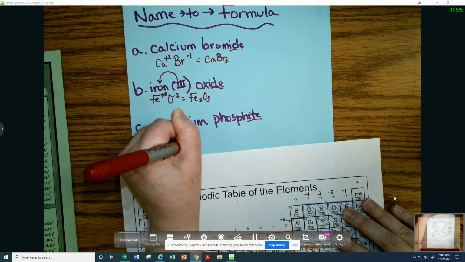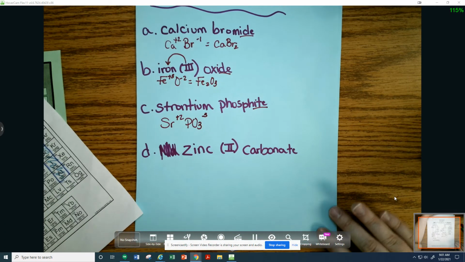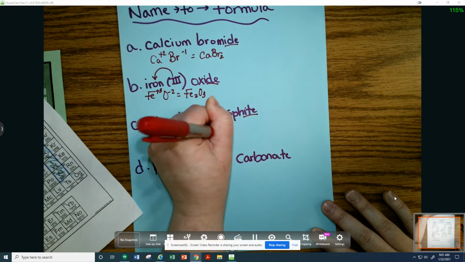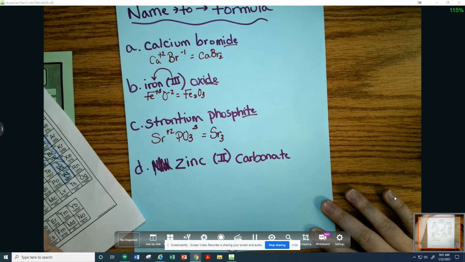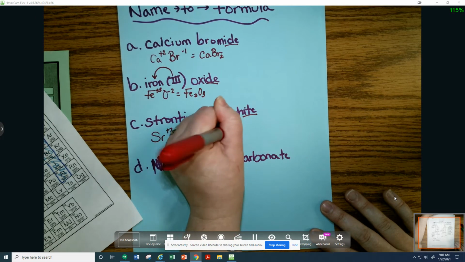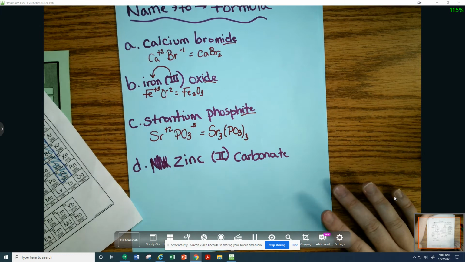So now I'm working with my rules in terms of writing a formula with a polyatomic. Crossing down, my subscript on the strontium is going to be a 3. It's monatomic, so no parentheses are needed. The PO3, however, is getting a new subscript of 2. Therefore, it goes in parentheses, and that subscript 3 outside.